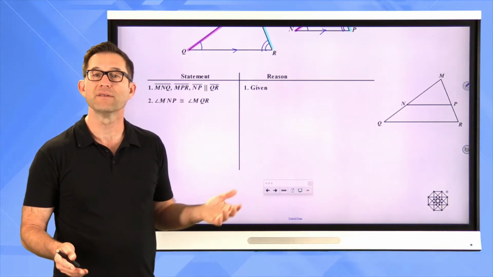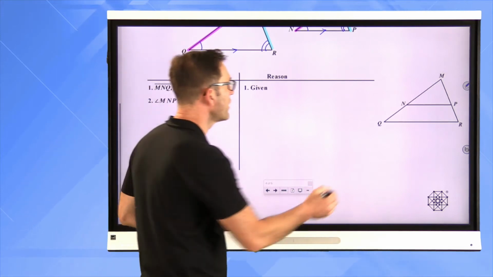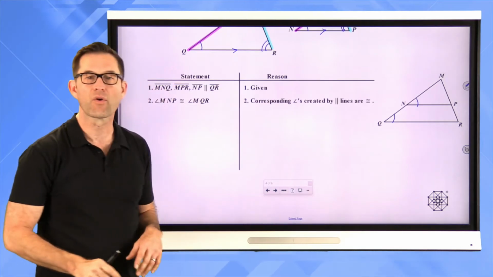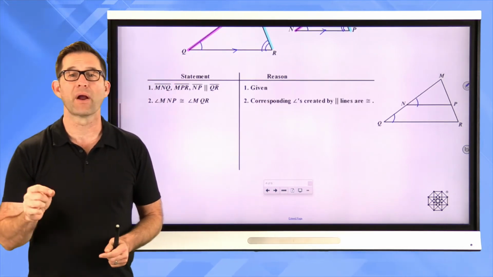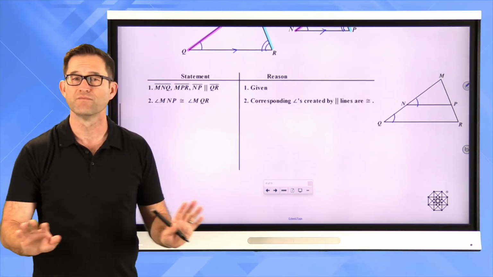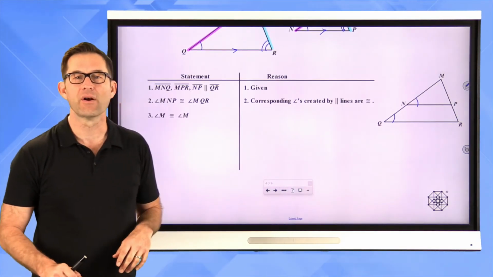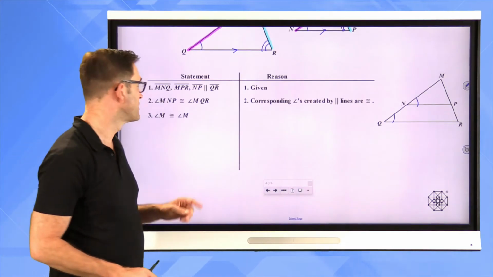Angle MNP is congruent to angle MQR, right? That's these two angles. Reason? Corresponding angles created by parallel lines are congruent. Easy. All right. Now I'm going to go grab that shared angle. Angle M is congruent to itself, right?